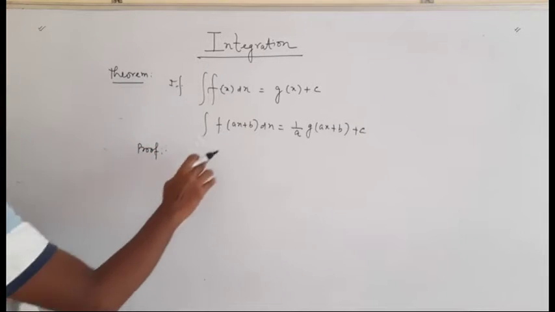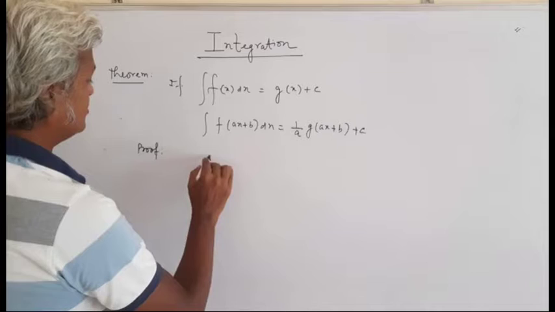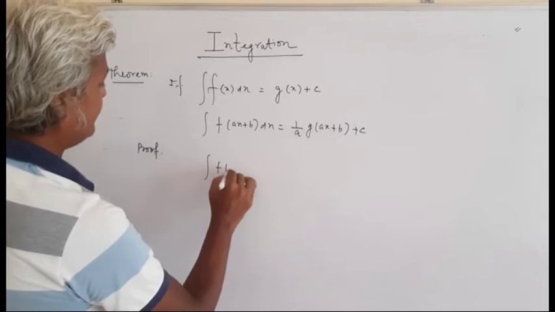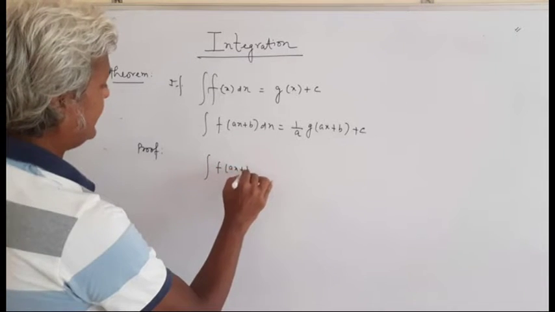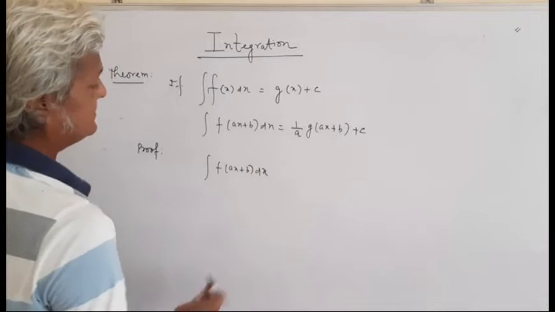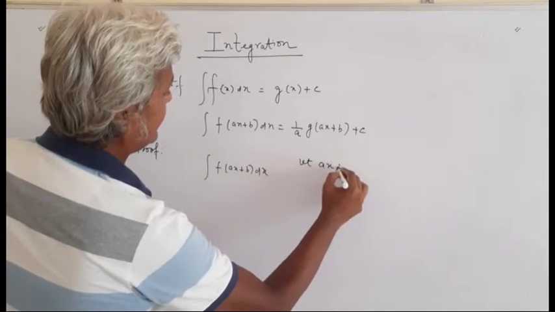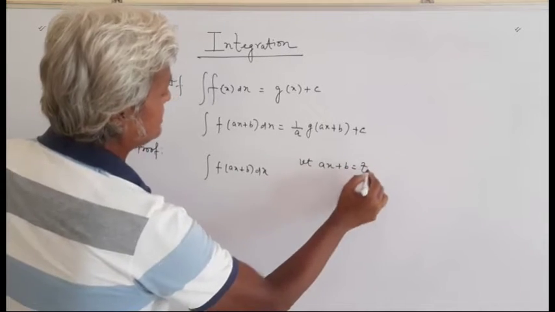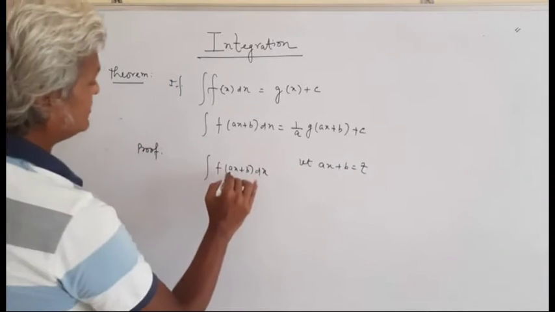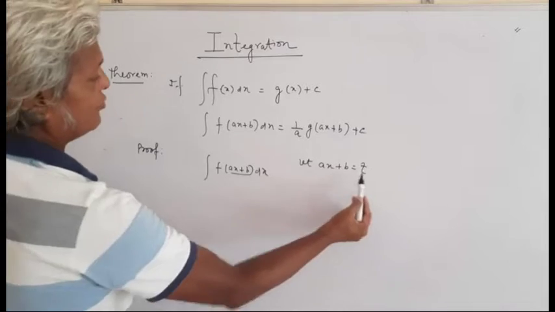How will you prove it? We start from here only. So I write the integration of f(ax plus b) dx. Here you say let ax plus b equal t. So I have assumed that this ax plus b is equal to t.